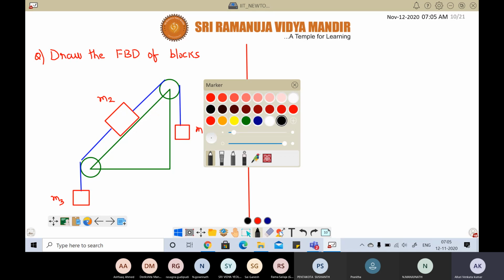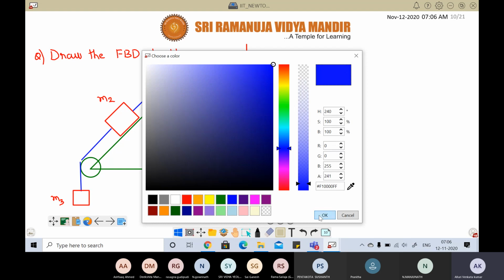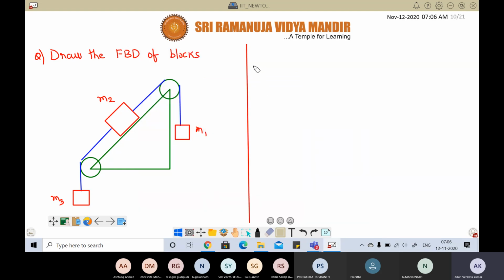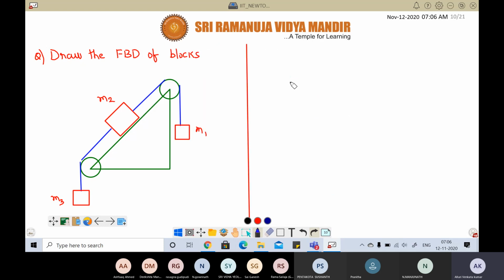Only two forces are there. Those are called the gravitational force and the tensional force. So for M1, if you draw the block M1, the first force is the gravitational force, which will be downwards, equal to M1g, and then the tensional force will be upwards. Let us say this is called T1.